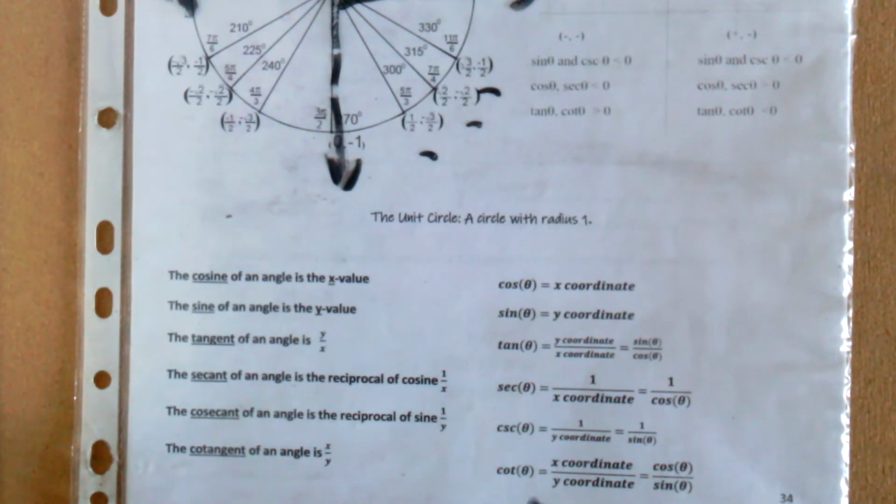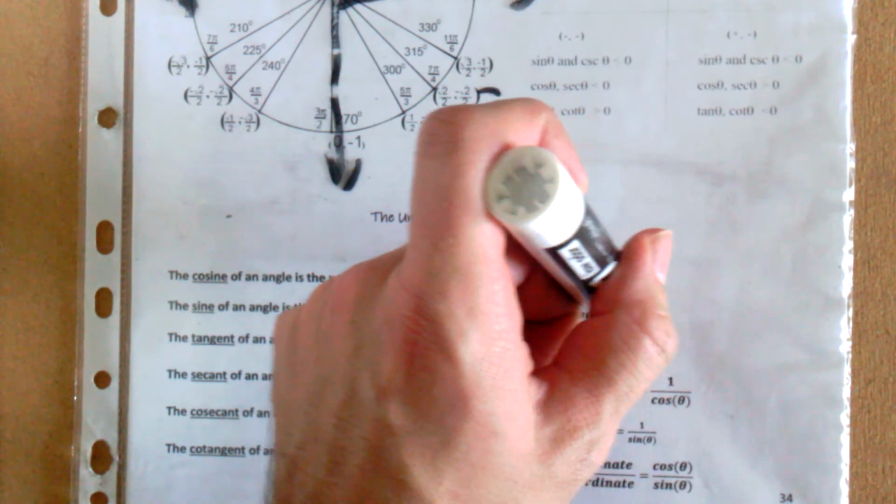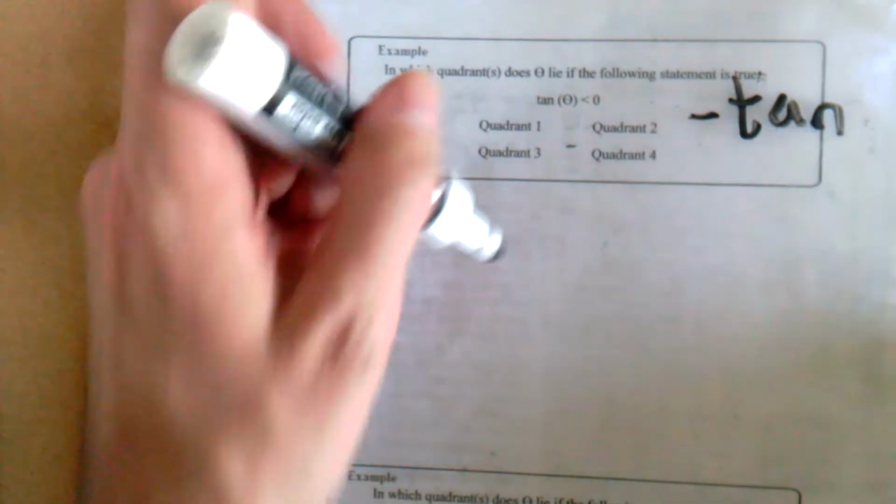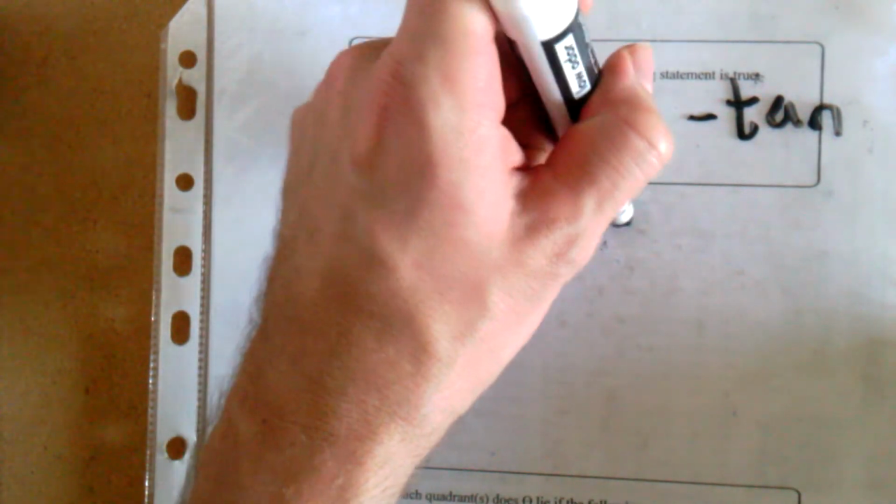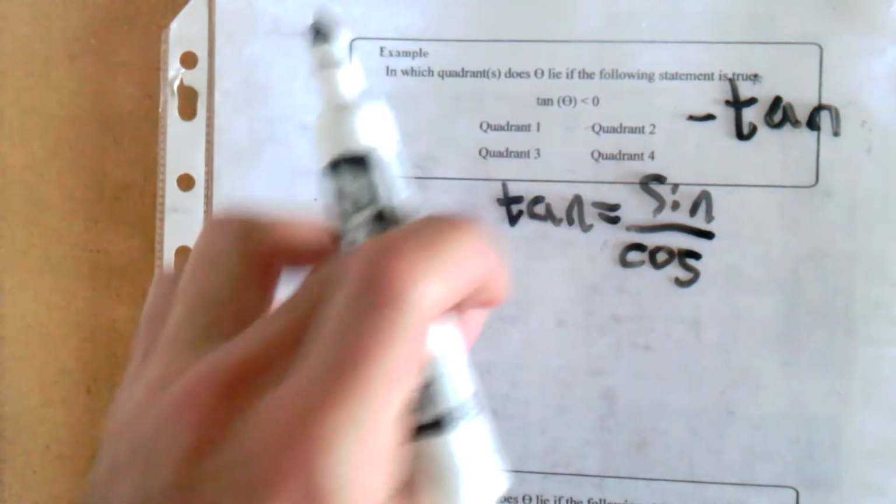So in order to answer this problem, we need to remember what tangent is defined as. Let's go to our unit circle on page 34. So our unit circle on page 34 says that tangent is our y-coordinate over our x-coordinate, or sine over cosine. So I'll go ahead and write that on our example. So tangent is sine divided by cosine. Okay, so how does that help us answer this question? Well, it tells us something about the signs. So when can tangent be positive and when can tangent be negative?